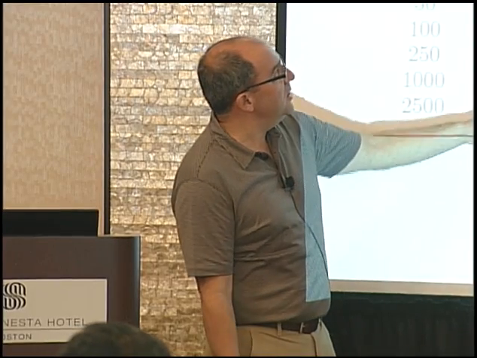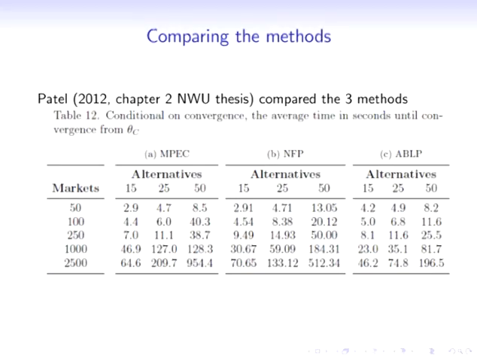And for each one of these, this is conditional on convergence. So conditional on actually getting a number, what's the average time in seconds until convergence? In all of these cases, it actually converges. It's a Monte Carlo, so he knows what the true parameters are. So this is convergence to the truth. I think he did not have in his Monte Carlos a lot of problems of getting to a local optimum. At least I believe that's the case.